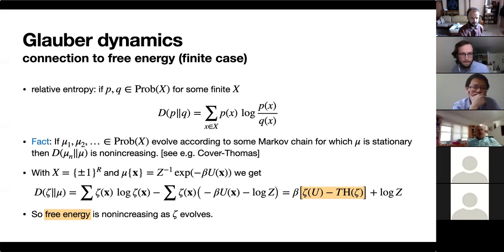There's a book on information theory by Cover and Thomas that has a lot of this stuff. So if I apply this fact in the setting where, say, I start with some zeta, which is any state on the finite system, and then let mu be my Gibbs measure. And Z, I'm just using to be what's called the partition function. It's how we normalize, that is, what we need to divide by to make this a probability measure. You can do this calculation and you get not exactly the free energy, but free energy times a positive number plus a constant. So the free energy is actually non-increasing also as zeta evolves over time.